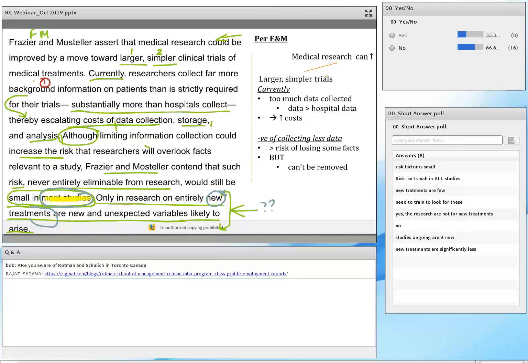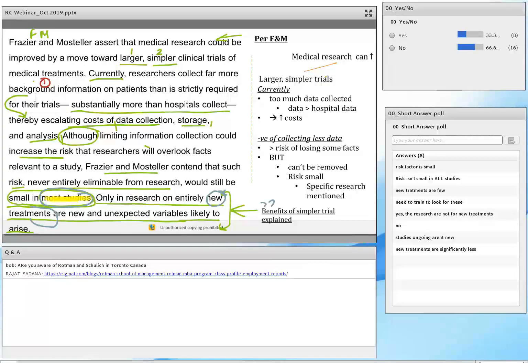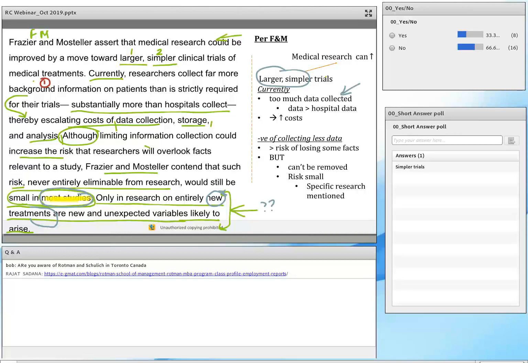Okay, all right, so now let's go to our next paragraph. So essentially in this paragraph, what is the author talking about? There were two things that the author said earlier, right? Larger and simpler trials. Now he's talking about too much data being collected, which means that he is essentially saying, let's start reducing the amount of data that we collect. Now, is that going towards larger trials, or is that going towards smaller, simpler trials? Simpler trials, absolutely. So in this paragraph, the author is talking about benefits of simpler trials.